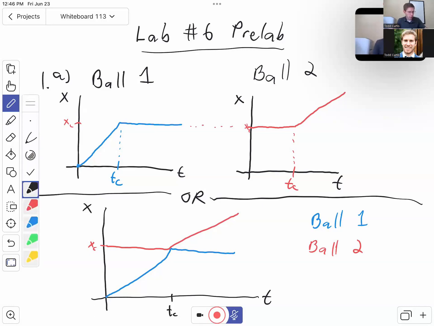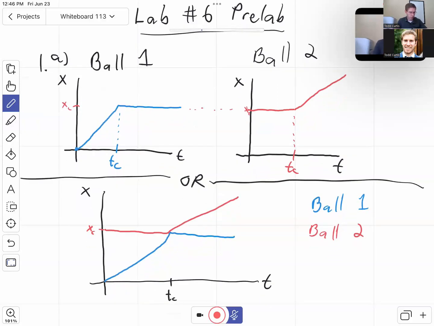So that's what your pre-lab question 1A should look like, either separate graphs or one combined graph, either way. I think the combined graph helps visualize even better what's going on, but I think they both work well.